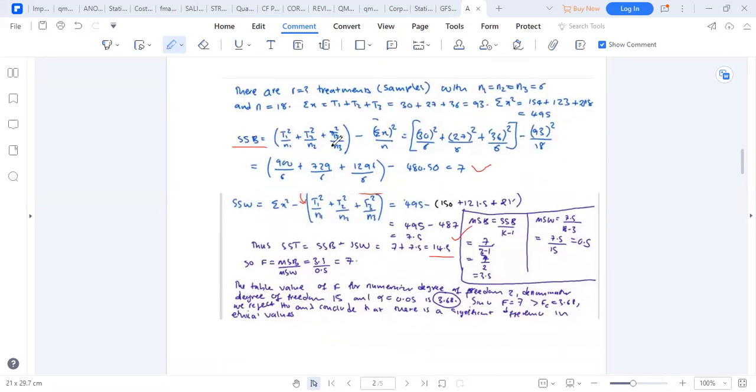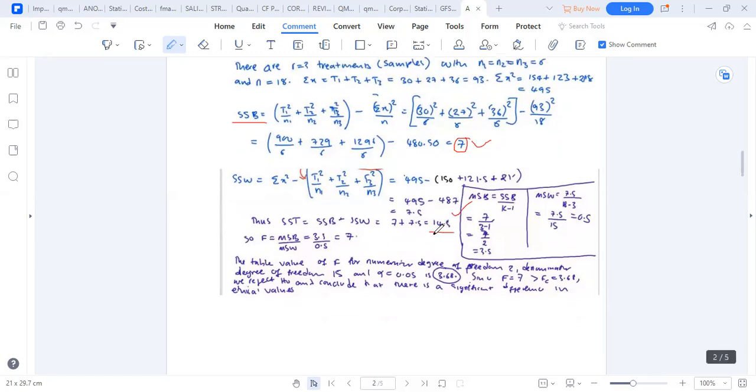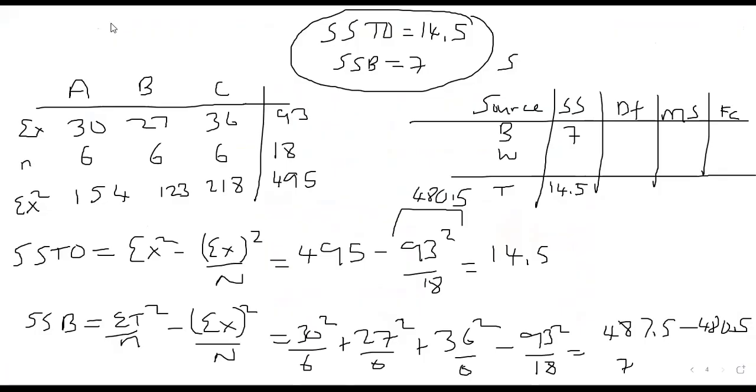Sum of square treatment over n, that's what we are doing. 30 squared over 6, and a correction term. I'm just more systematic. Then here, total 9 and 5, it's what we're doing here. So 4 and 5, we got this 14.5. How different is this? Okay, it's not very different. Then the difference here, 7.5. 14.5 minus 7 is 7.5.